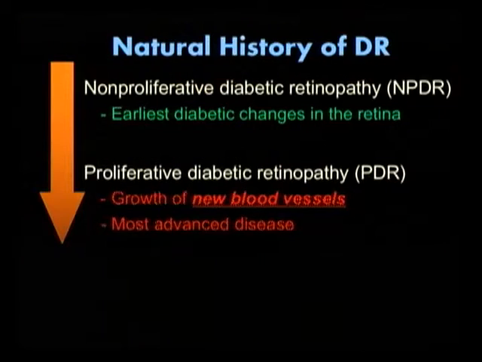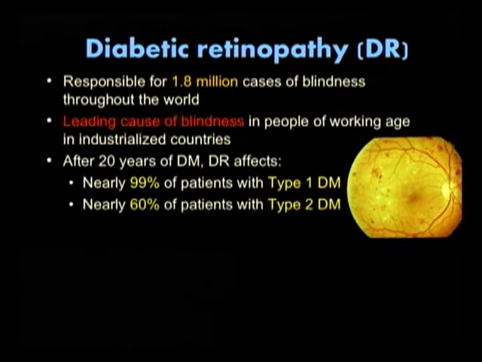I have a slide right there that shows all the blood and the dilated blood vessels in the back of the eye. So this is the basic diabetic retinopathy form. This is responsible for 1.8 million cases of blindness throughout the world. It is a leading cause of blindness in people of working age in the Western world, like the United States. It's important to know that after 20 years of diabetes, diabetic retinopathy will affect virtually everyone with a diagnosis of type 1 diabetes, and about 60% of patients with type 2.